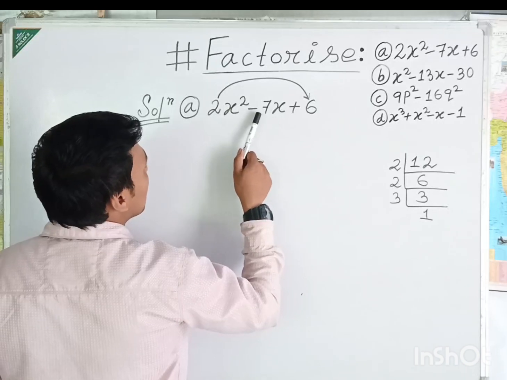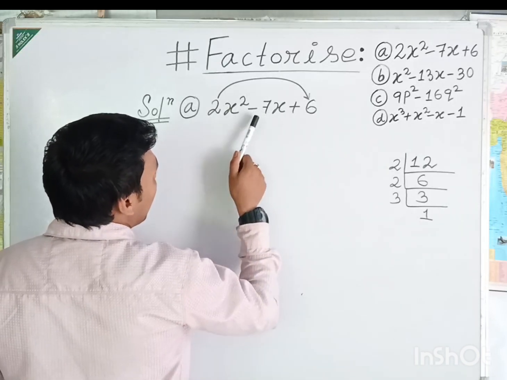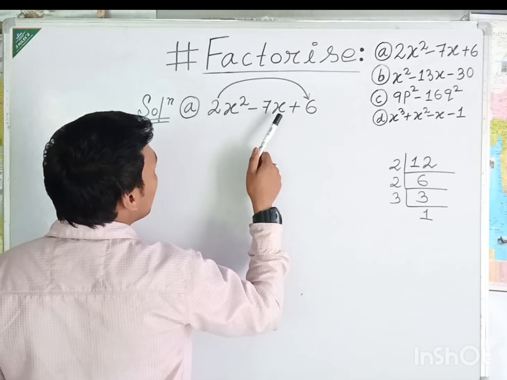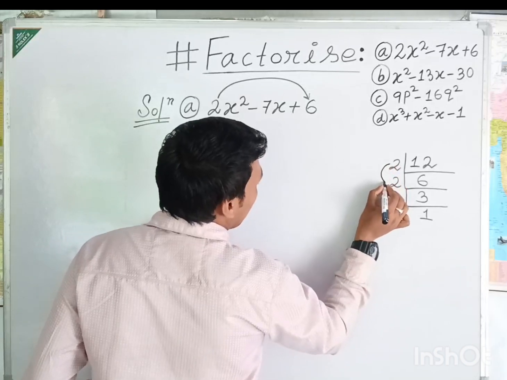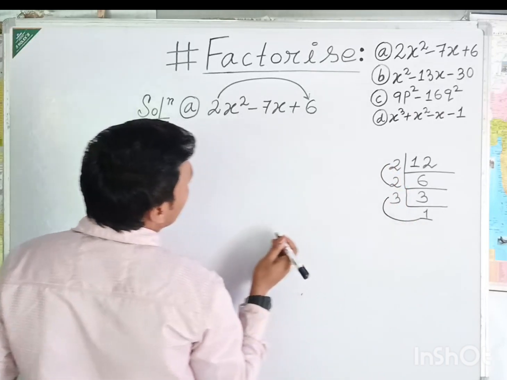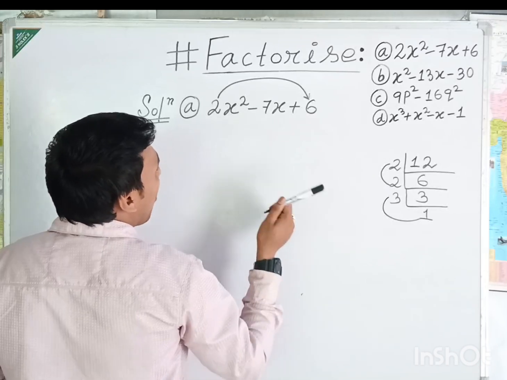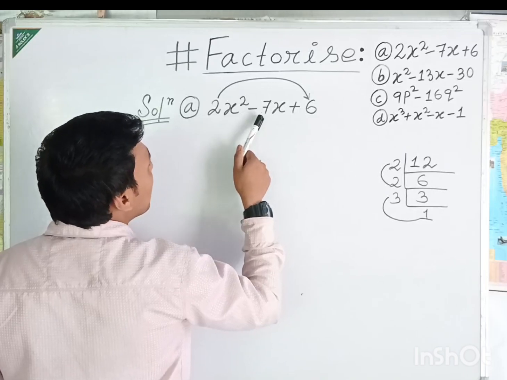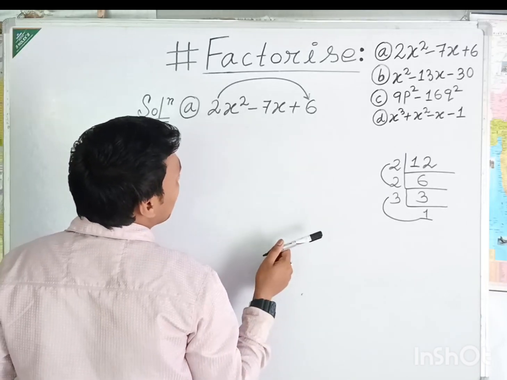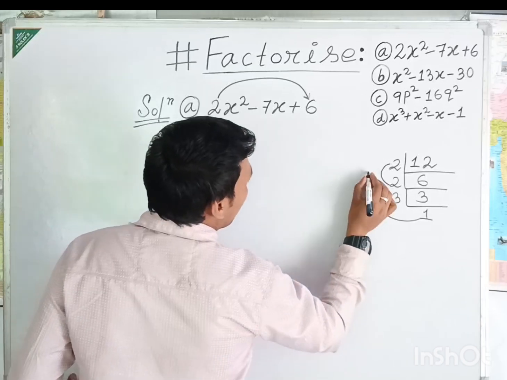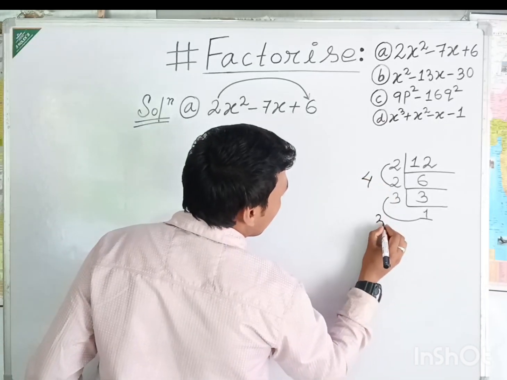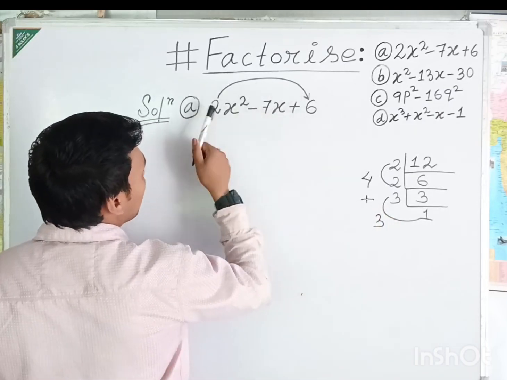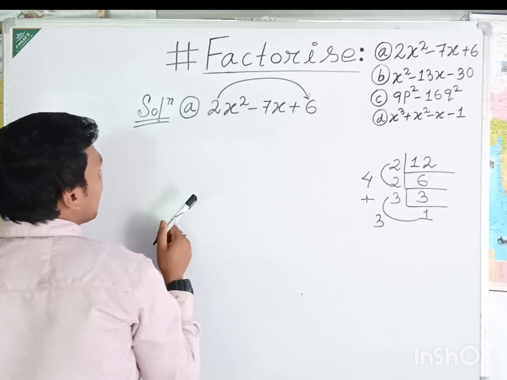In the middle term we have minus 7x. Now this minus 7x I will split. I'll split this 7 using numbers from here. 2 2s are 4 and 3 1s are 3. So I will split in such a way that when I add, it must become 7, and when I multiply the two split numbers, it must become 12. So 2 2s are 4 and 3 1s are 3. 4 plus 3 is 7 and 4 times 3 is 12. So these numbers I can use in place of minus 7.